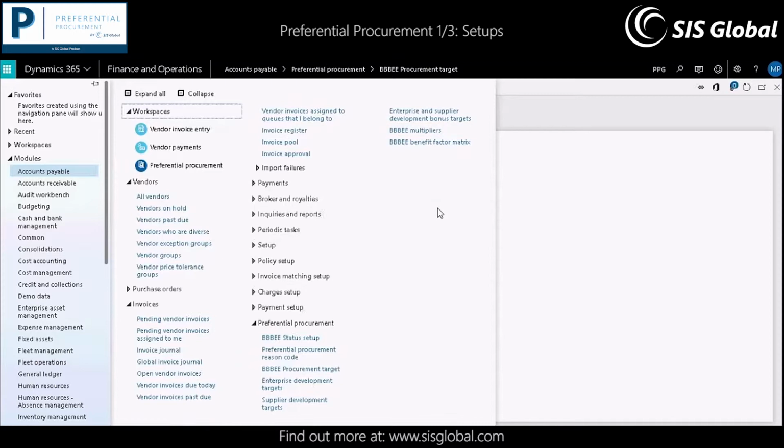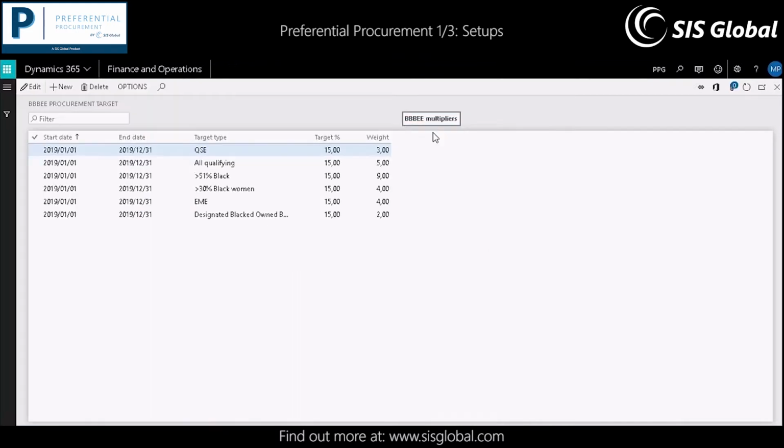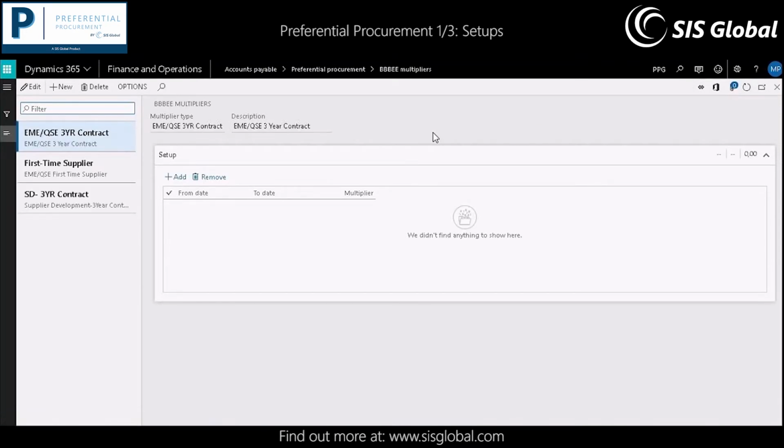The last required setup table applicable to preferential procurement calculations is the Vee Multipliers. The multiplier setup table outlines specific categories. As you can see, EME or QSE 3-year contract, first-time supplier, as well as supplier development 3-year contract. And each one of these have a certain percentage of recognition.